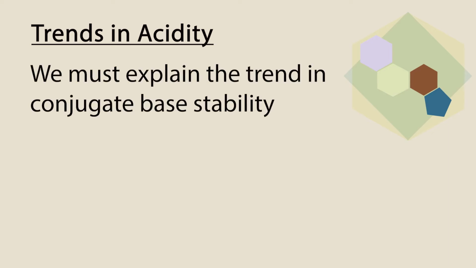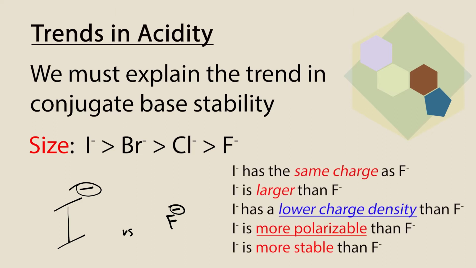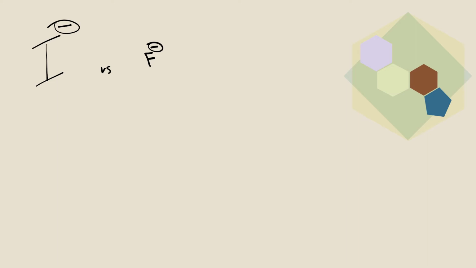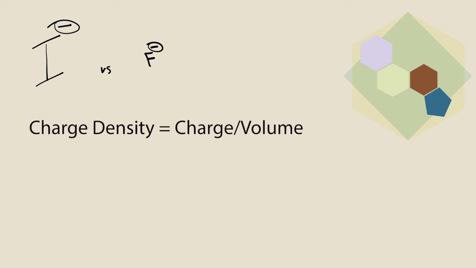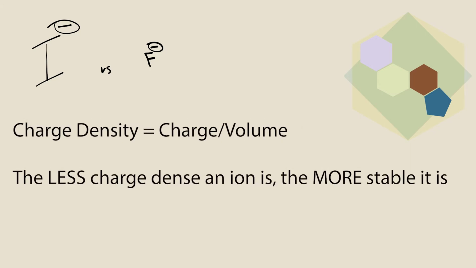Now we must be able to explain the trend in conjugate base stability. The most obvious structural difference between the conjugate base ions are their relative sizes. We know that I- is the largest in the series, while fluoride is the smallest. So how do we explain that the larger ion is the more stable ion? The answer is charge density, which is related to polarizability, which was discussed in the intermolecular forces video. Charge density is the charge per volume ratio. The less charge dense an ion is, the more stable it is.